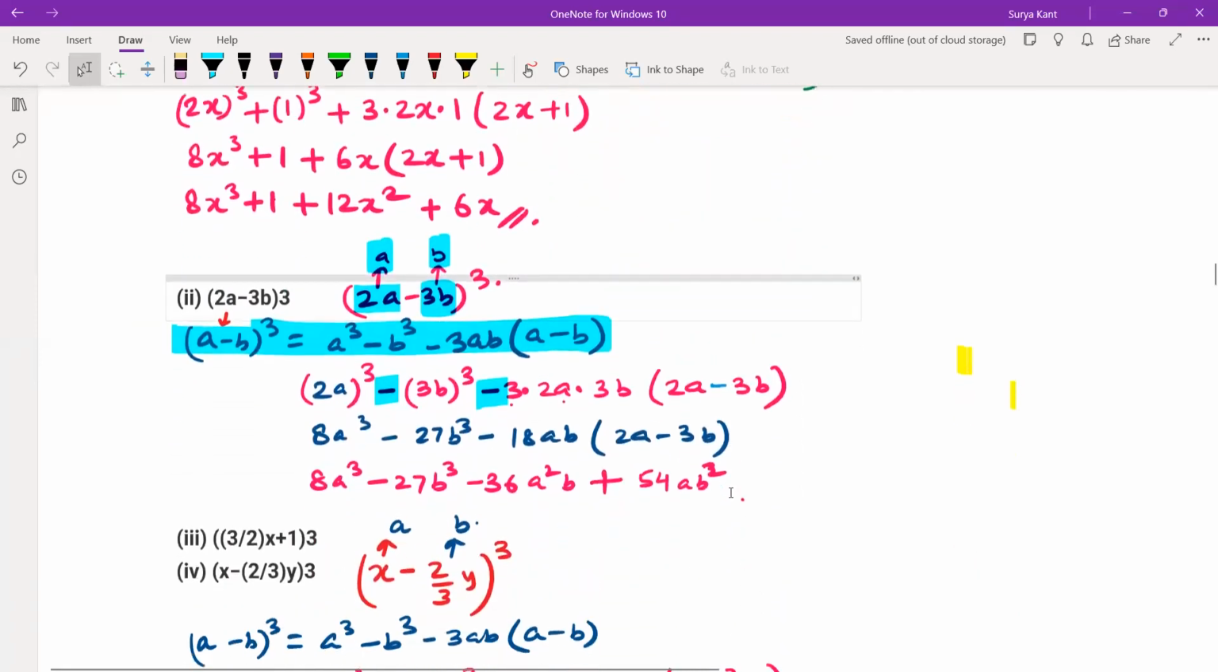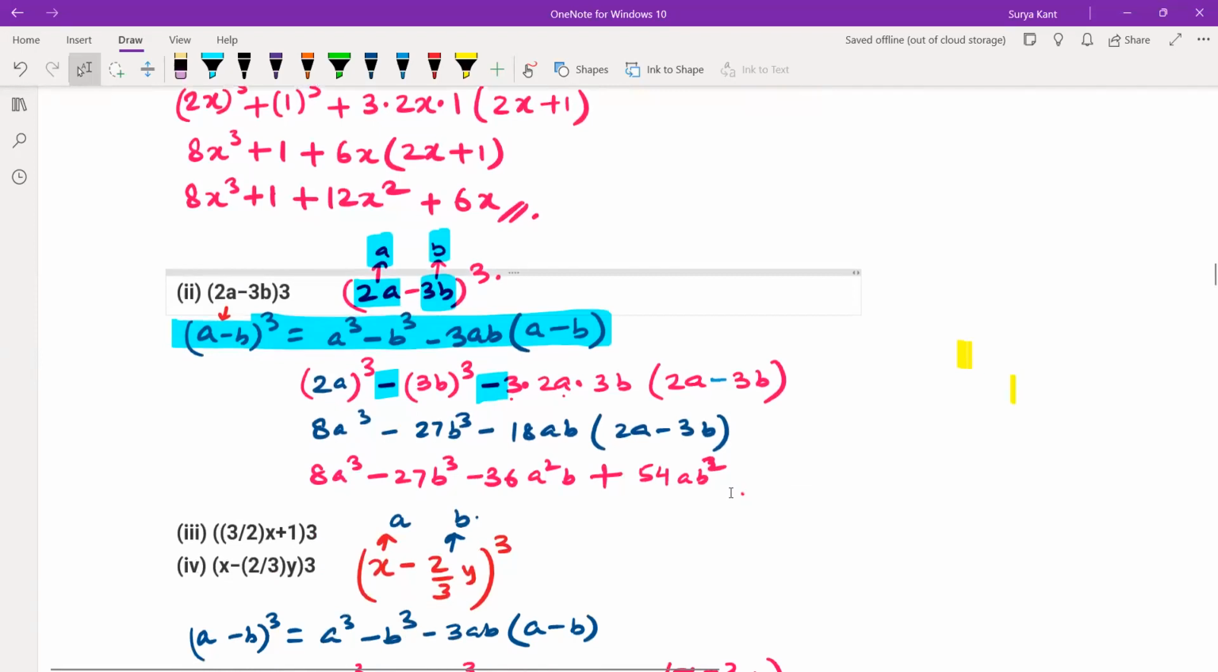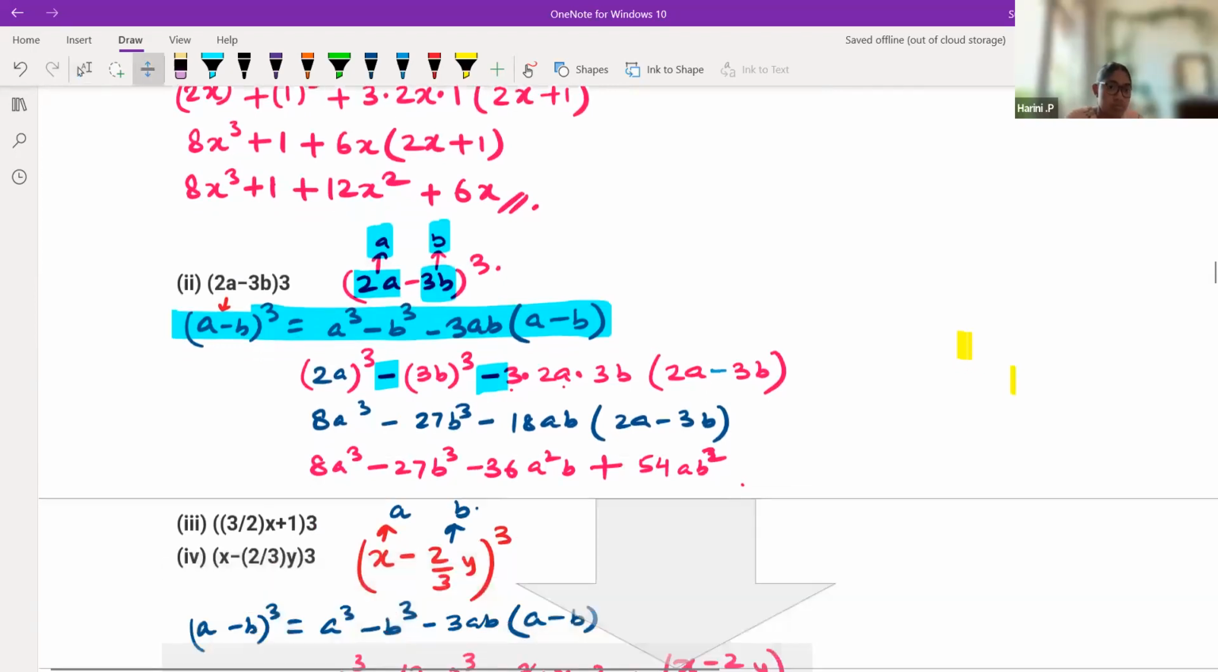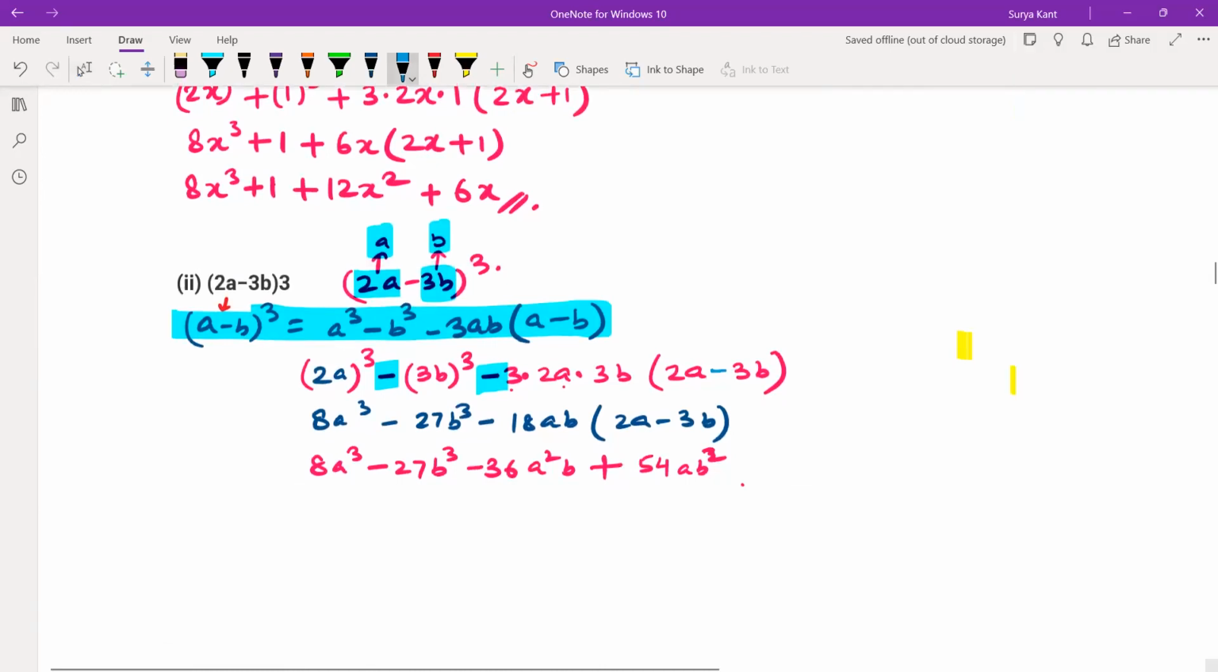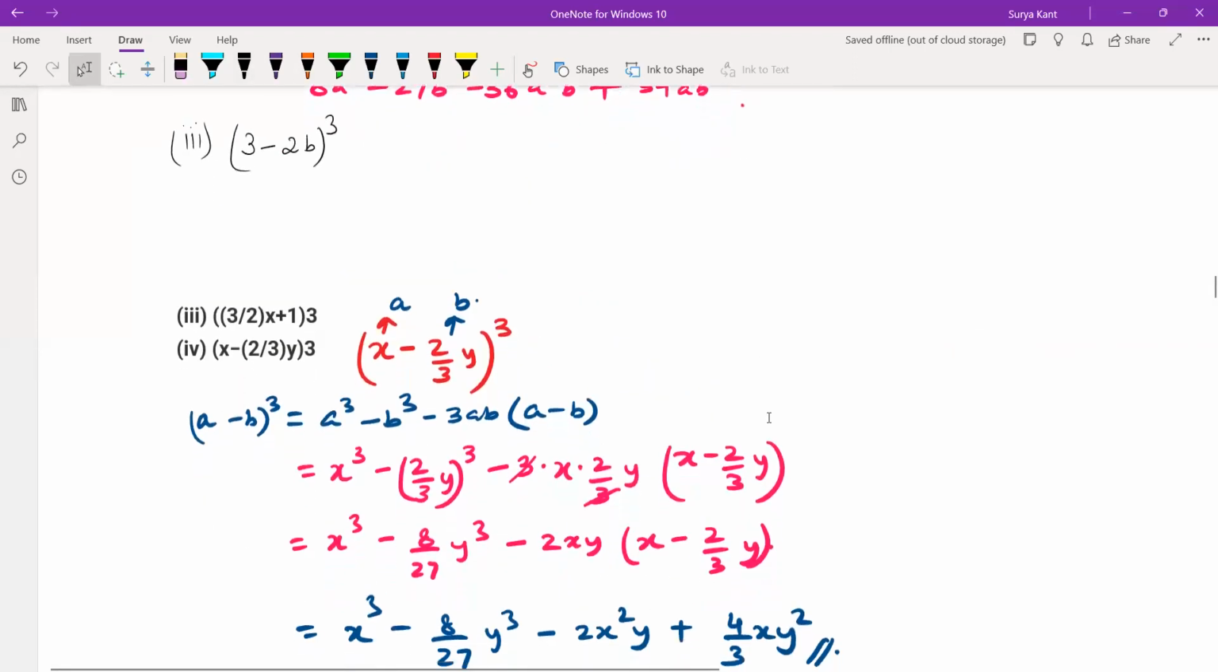Third question, you see. I just give different questions, a small question to you people. Okay. So the third question is 3 minus 2b whole cube. All of you do this question, children. 3 minus 2b whole cube.